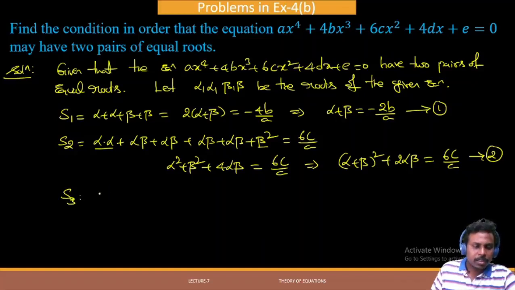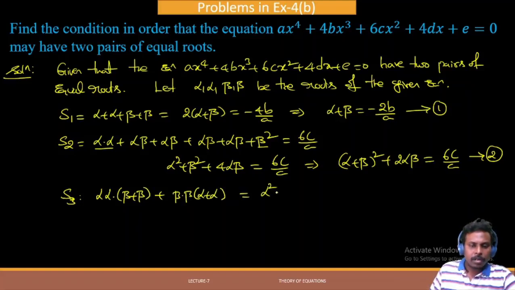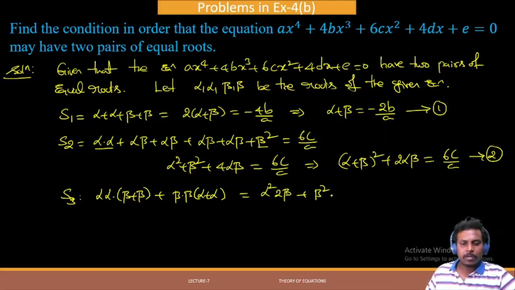What is S3? S3 is equal to what? This is alpha into beta plus beta into alpha plus alpha, that is equal to alpha square into 2 beta plus beta square into 2 alpha, that is equal to 2 alpha beta into alpha plus beta. So this value is equal to minus 4d divided by a.